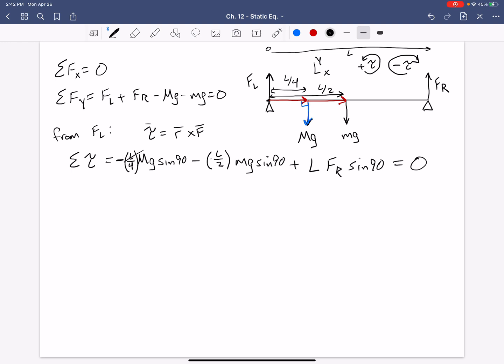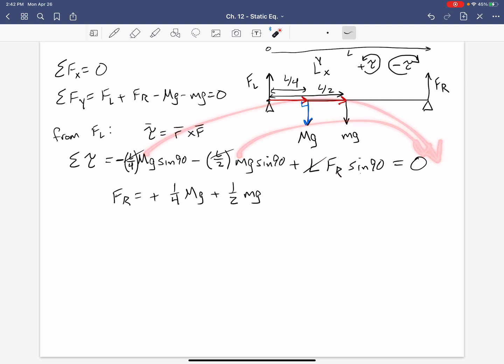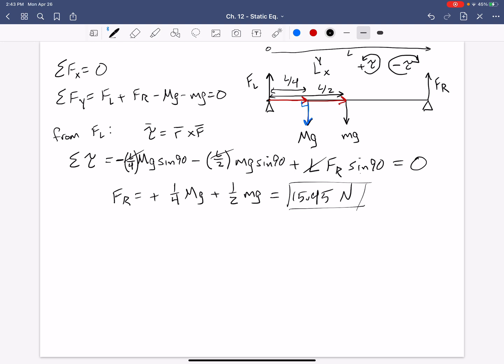All right, so that goes away, that goes away, that goes away. Sine 90 is 1. So I'm going to solve for Fr. And that gives us a positive 1/4 capital Mg, sine 90 is 1 again, plus 1/2 lowercase mg times 1. I'm just solving for Fr, meaning I brought this term to the other side, and this term to the other side as well, okay? And once you plug in the values, because we know the mass, we know g, you should get, for Fr, 15.45 newtons.